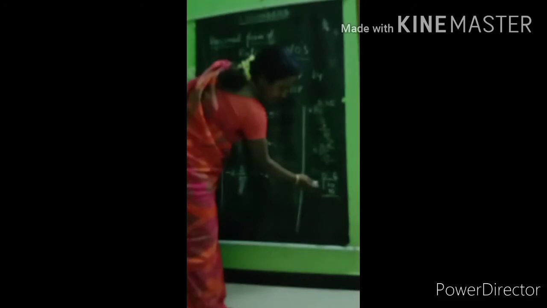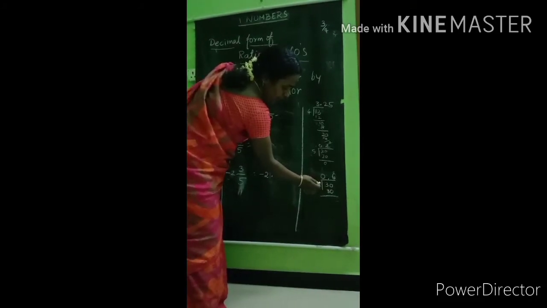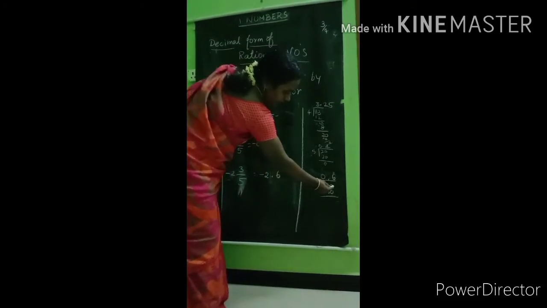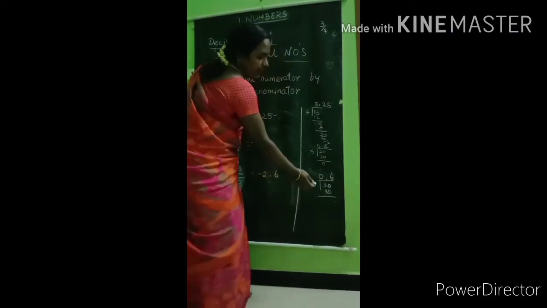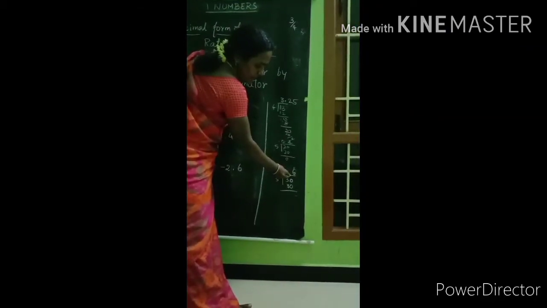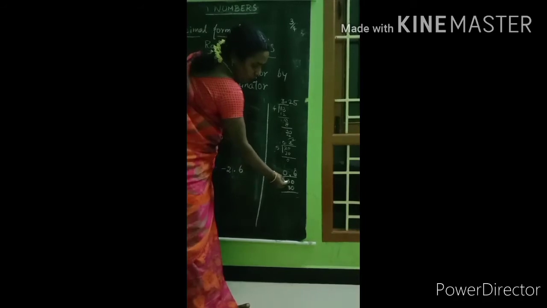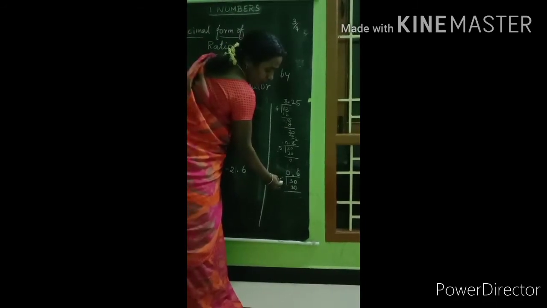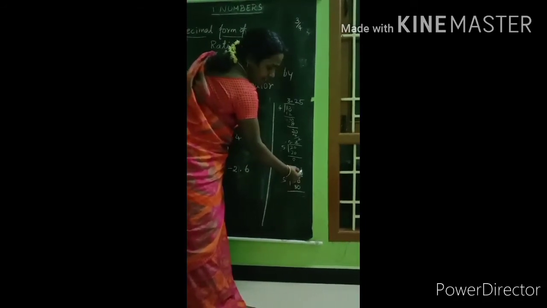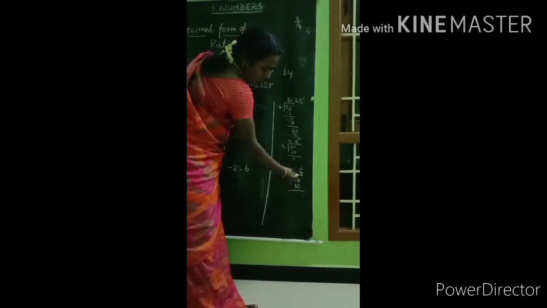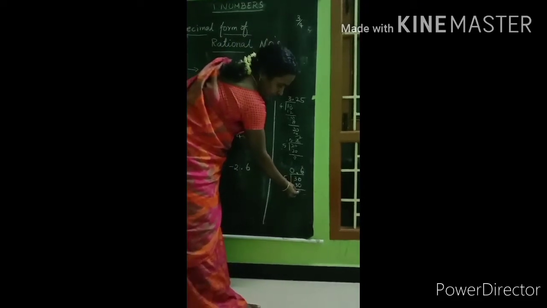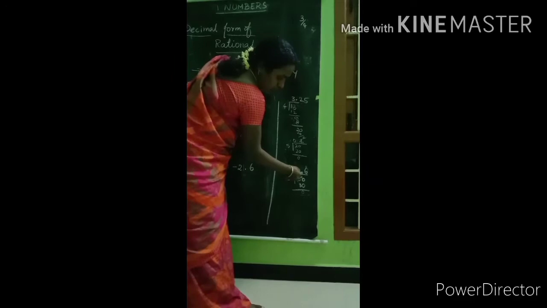3 divided by 5. 3 is not divisible by 5, so we add 0 with 3 and get 30. Put the decimal point in your quotient part. How many times is 5 in 30? 6 times. 6 5s are 30. The remainder is 0. So 0.6.